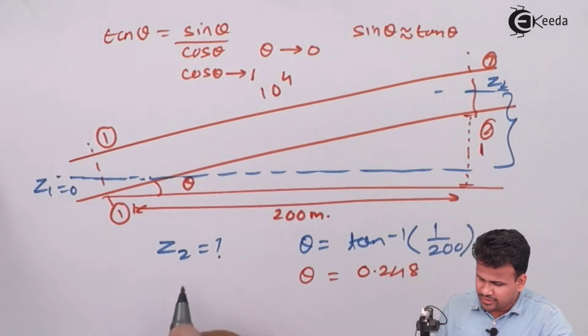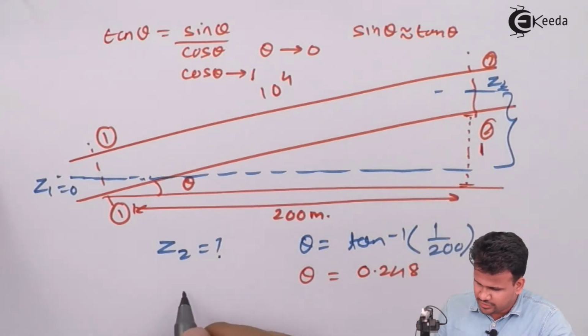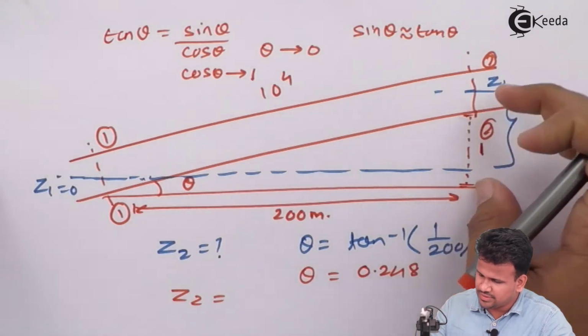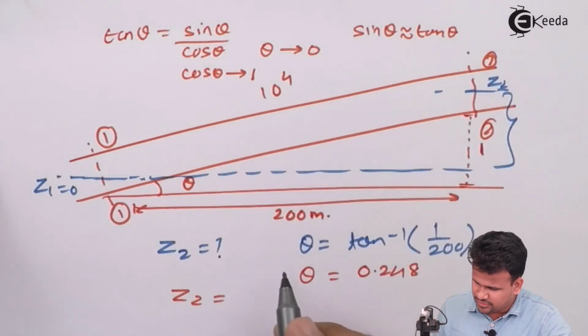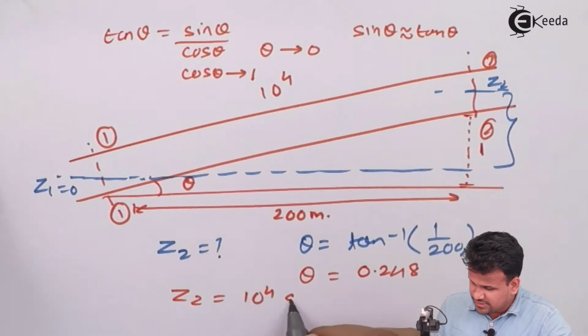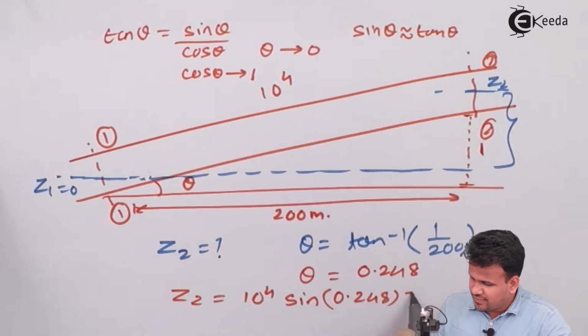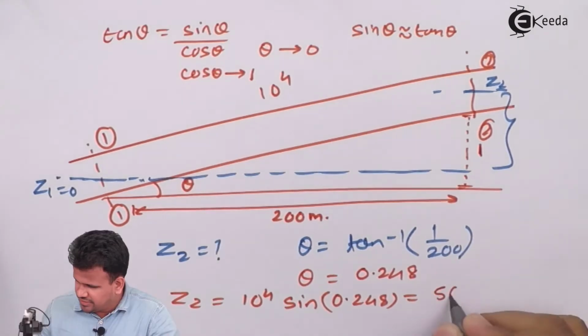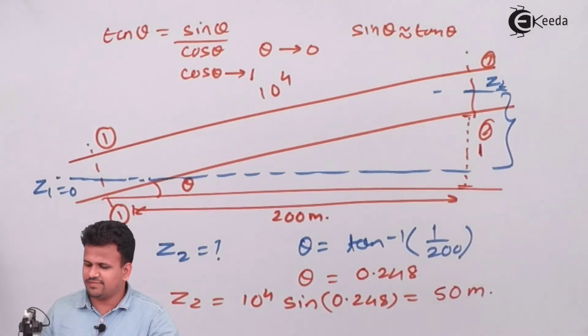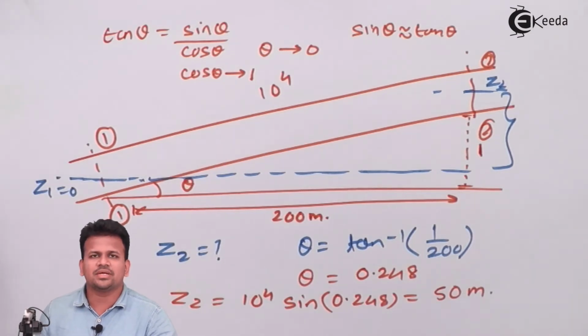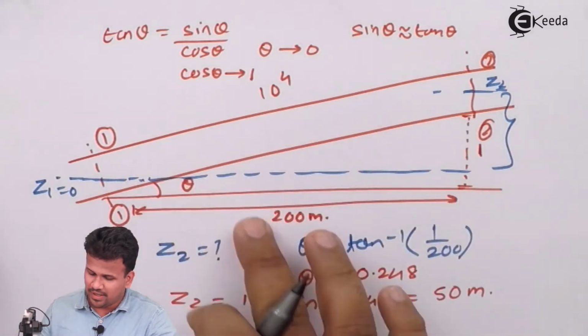Now the value of z2, that is the difference, will be equal to 10 raised to 4 times sine of 0.248. The value of this comes out to be 50 meters. So now we have calculated the value of z2. Now let us calculate the head loss in this entire part.